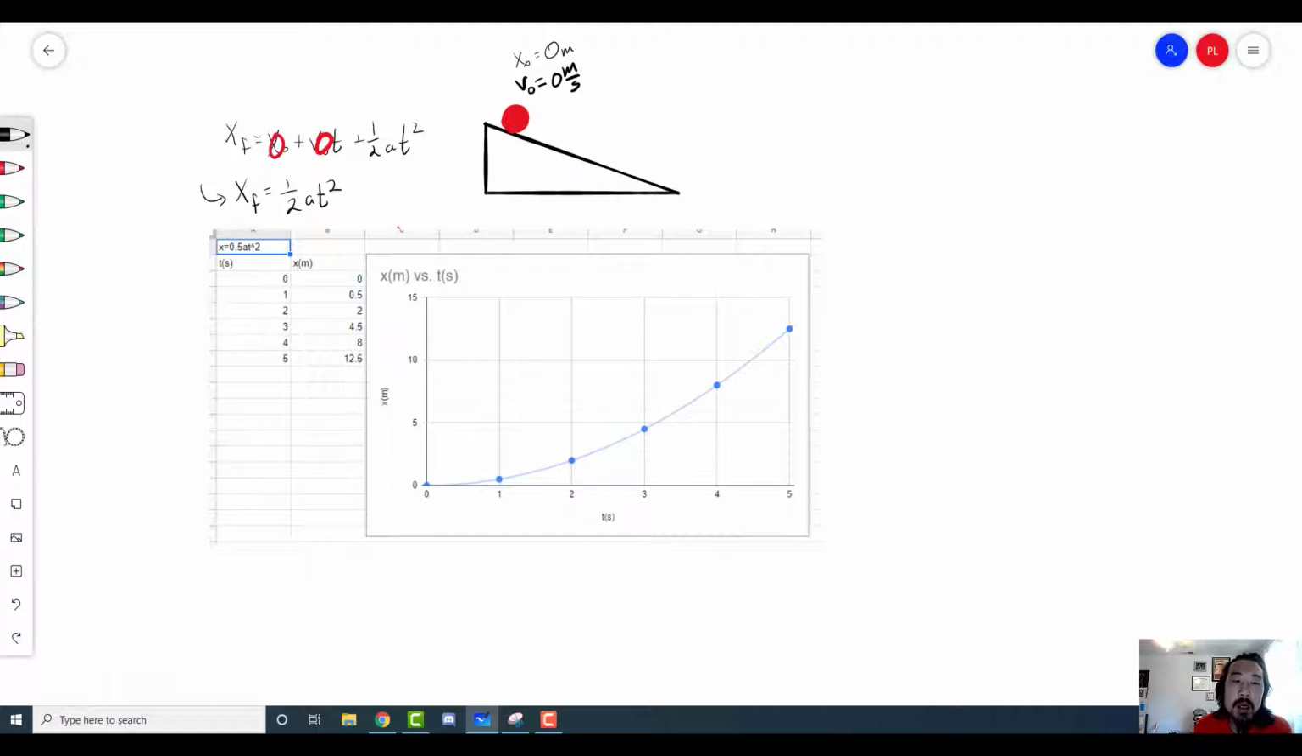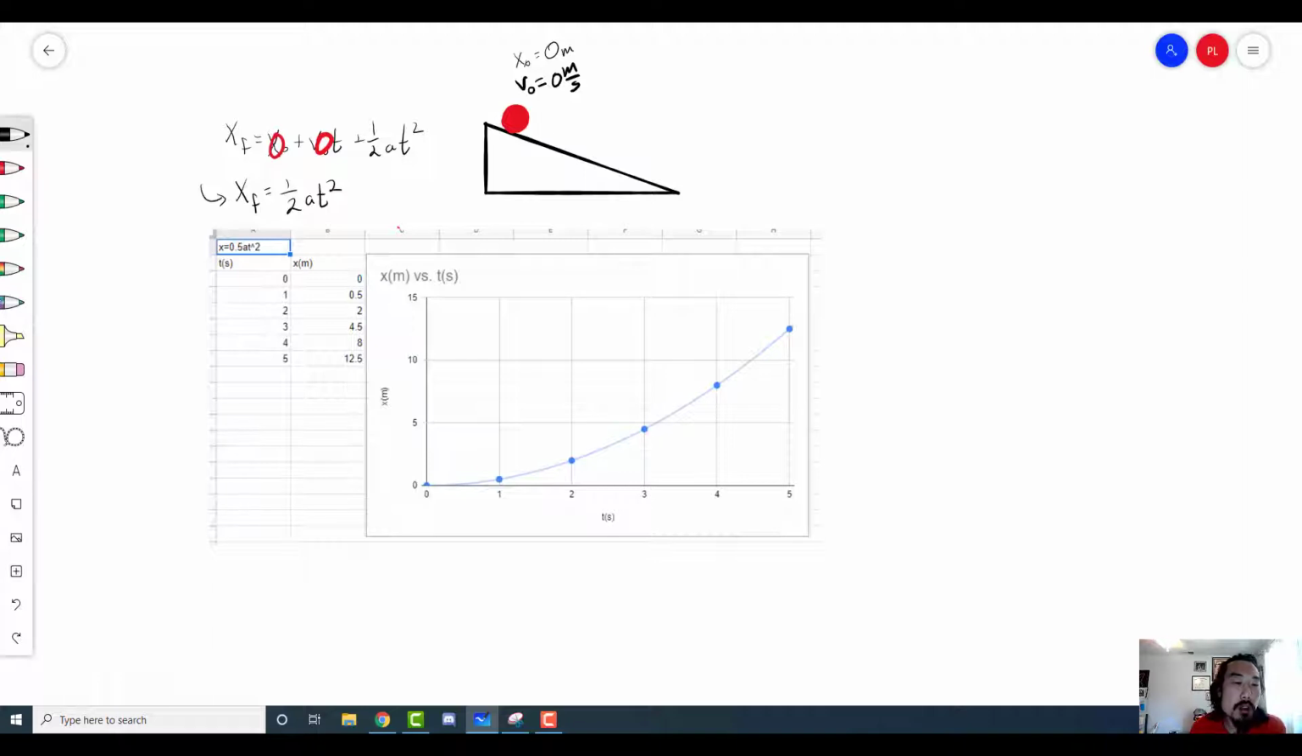With this equation, I came up with this data. At 0 seconds, the position was 0. At 1 second, the position was 0.5. 2 seconds, 2, so on and so forth. And when I plotted that data, I got this beautiful curve. Now, in order to find the slope of this curve, you have to go through a lot of different processes. But with the help of linearization, we actually don't need to do that.